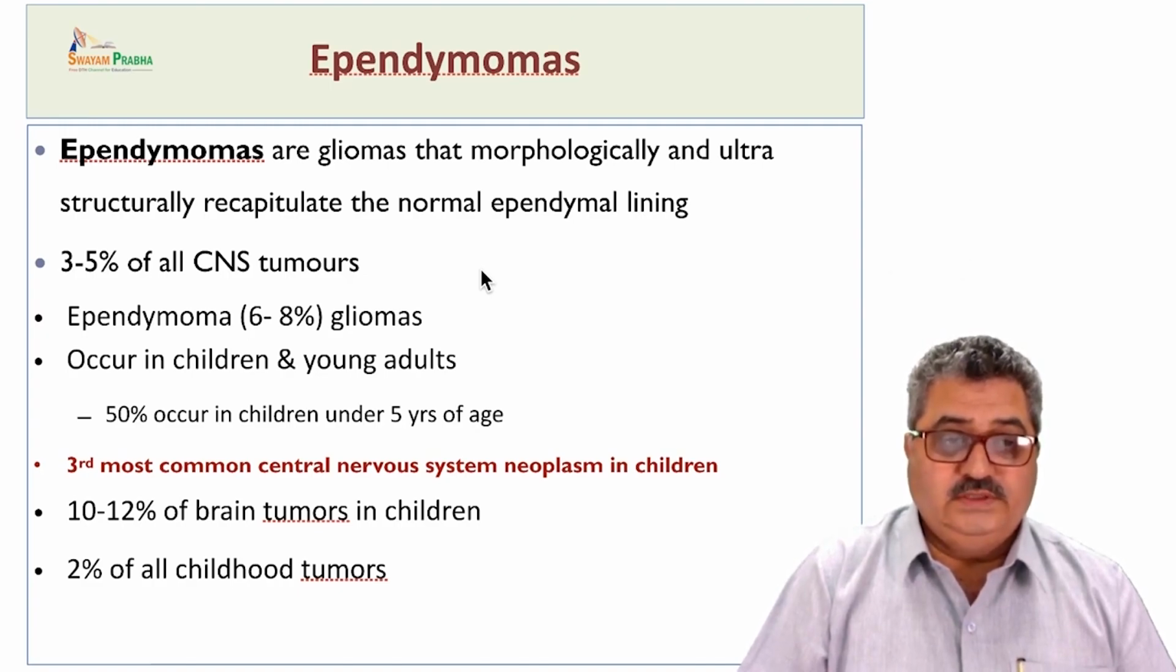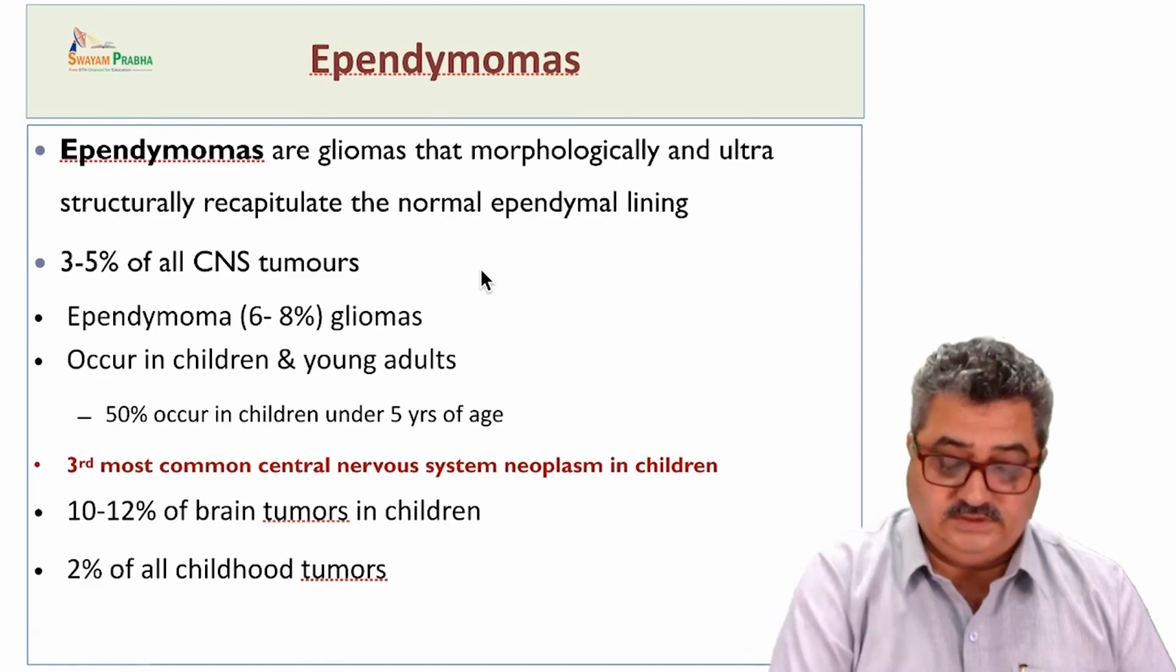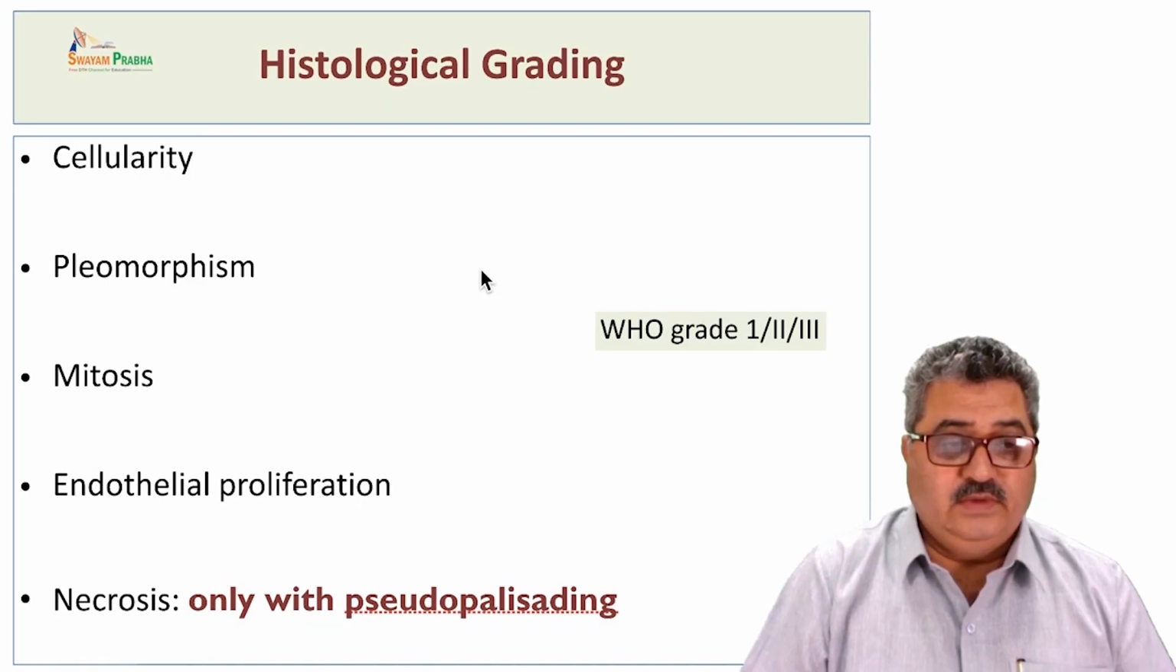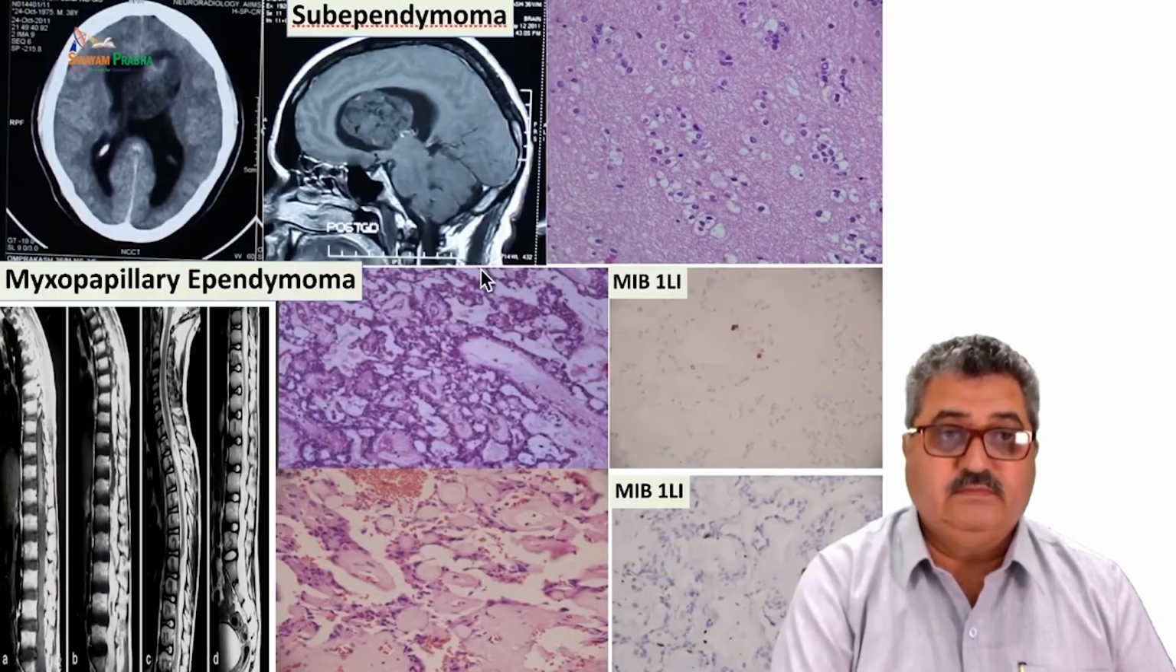They are more common in children and young adults, and in children, ependymoma is the third most common tumor of the central nervous system, comprising about 10 to 12% of all brain tumors in children. WHO proposed the grading of ependymoma based on cellularity, pleomorphism, mitosis, and endothelial proliferation. Necrosis is taken into account only when it is pseudopalisading. Otherwise, even low-grade ependymoma can show necrosis.